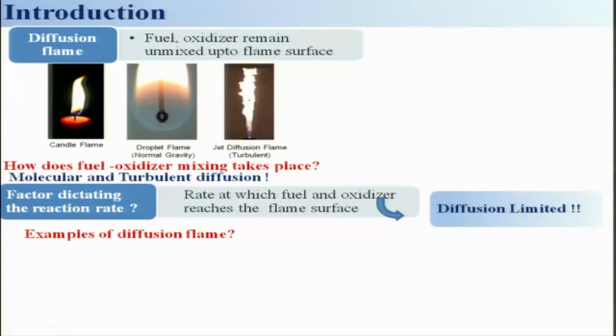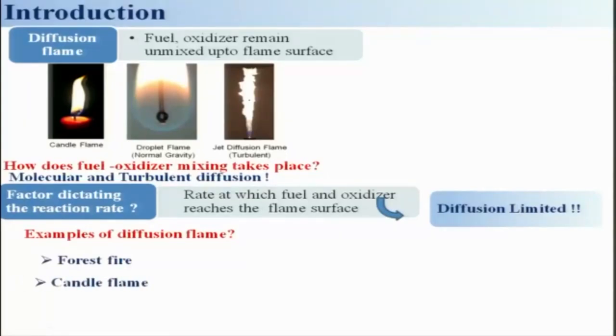And examples of the diffusion flames: you know, the forest fire, right? Forest fire, of course, is very catastrophic and problematic. And of course, we are having fewer forests, as the forest area is shrinking. So therefore, we are not facing that much of a problem. But however, we are facing the problem of environmental degradation.